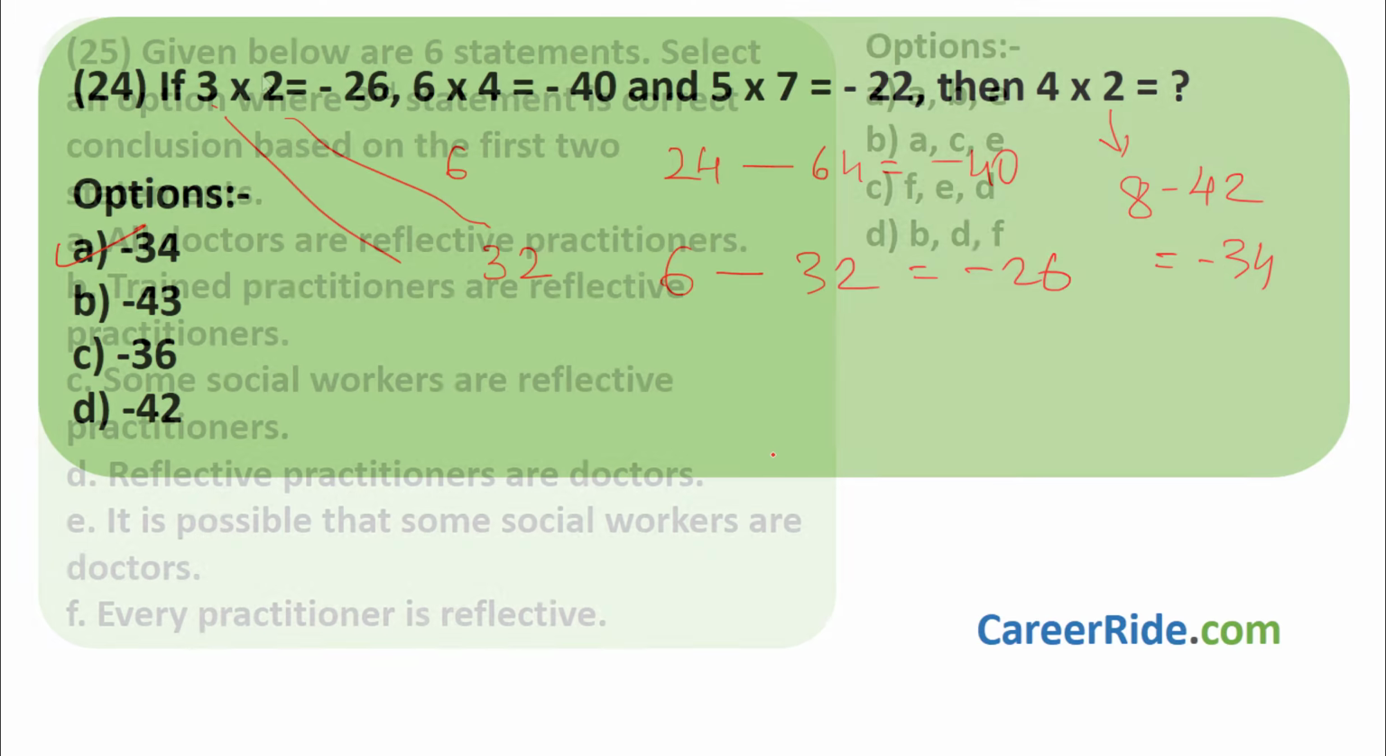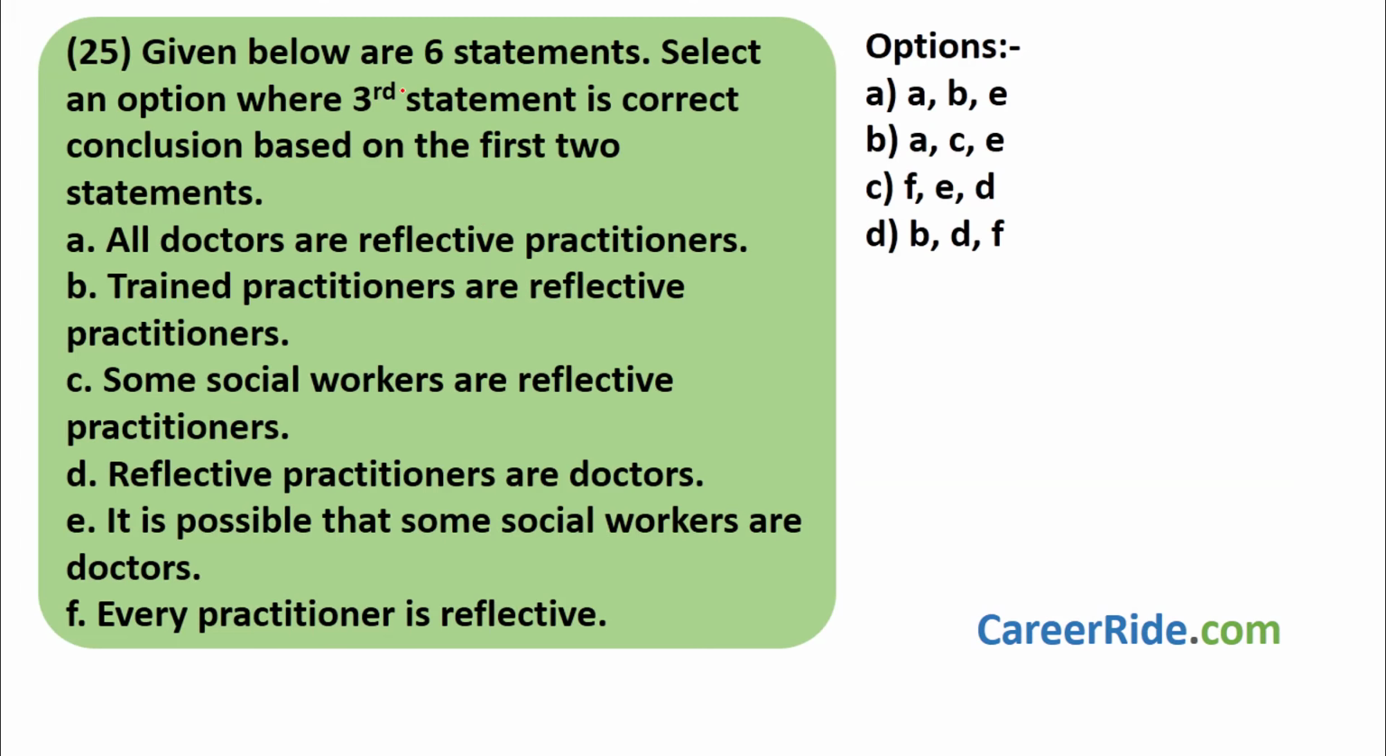Moving to last question. Given below are 6 statements, select an option where third statement is correct conclusion based on first 2 statements. That means in the set of 3 given, third has to be the conclusion of statements 1 and 2, right? So you can use the income expense method, you can use the Venn diagram as it is syllogisms, but the best option in such cases where the sum is lengthy, try to use options to your benefit. Let us see how.